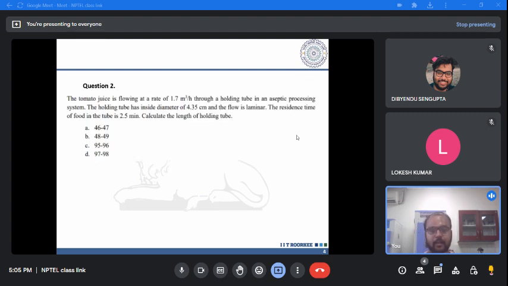And the second question is a numerical question. The tomato juice is flowing at the rate of 1.7 meter cube per hour through a holding tube in an aseptic processing system. The holding tube has an inside diameter of 4.35 centimeter and the flow is laminar. The residence time of food in the tube is 2.5 minutes. Calculate the length of the holding tube. So you need to find out the length of the holding tube. If you know, you can solve. I'll give you 5 minutes to solve this question.